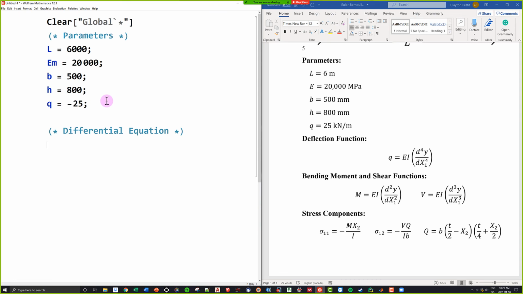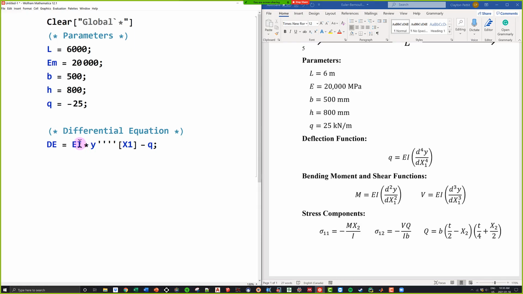The first thing I like to do is define what that differential equation is. So I'm going to go dE, which is differential equation, is equal to EI times the fourth derivative of the deflection function. I'm going to define my deflection function as y, and if I'm doing a derivative in Mathematica, it's just prime. Since I'm doing 4 derivatives, 1, 2, 3, 4, this is going to be a function of x1. I'm also going to take this q over here and throw it to the other side to make this function equal to 0. So I'm going to go minus q.